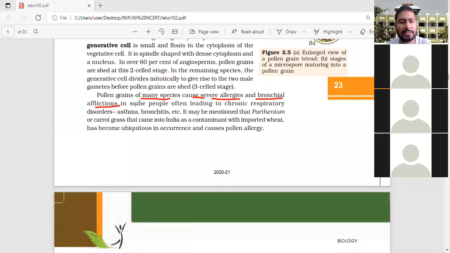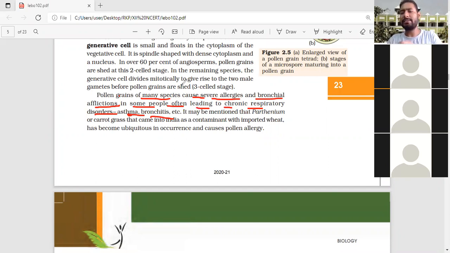Pollen can cause bronchial afflictions in some people, often leading to chronic respiratory disorders like asthma and bronchitis. Some persons have an allergy to flowers, or some people also have an allergy to the pollen grain.